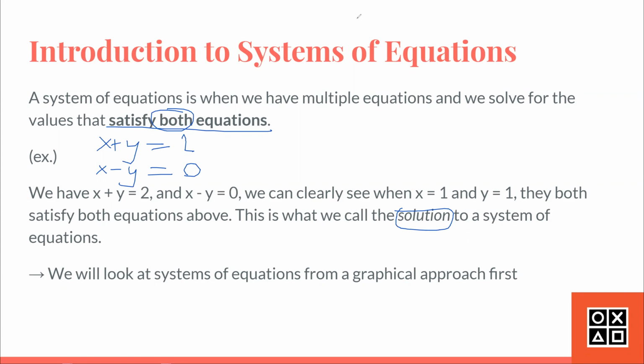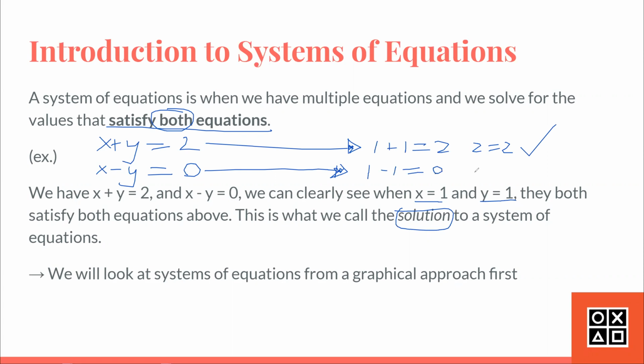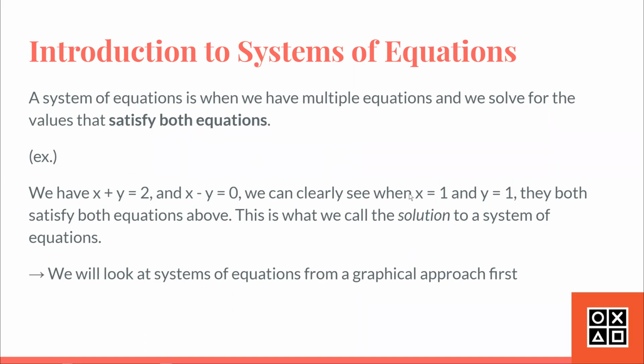So going back to these two equations, x plus y equals 2 and x minus y equals 0, if you look back here, x equals 1 and y equals 1. Let's take this equation. If x and y both equal 1, then 1 plus 1 equals 2, meaning 2 equals 2, which is correct. So let's put a check mark. And then same for here, 1 minus 1 equals 0. So 0 equals 0, which is true. So both equations are satisfied by x equals 1 and y equals 1.